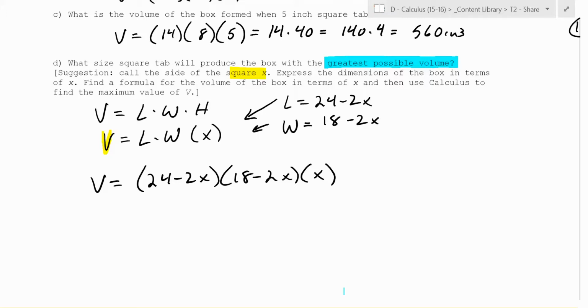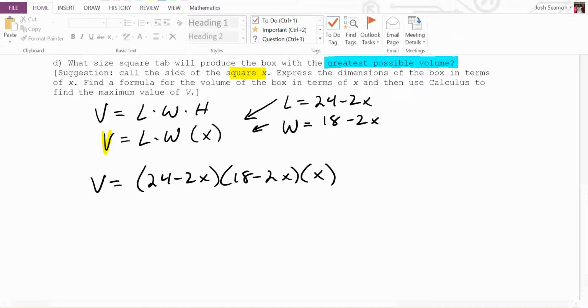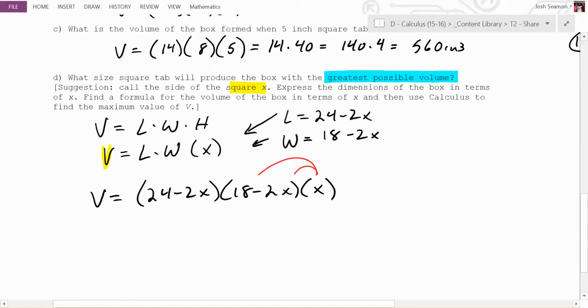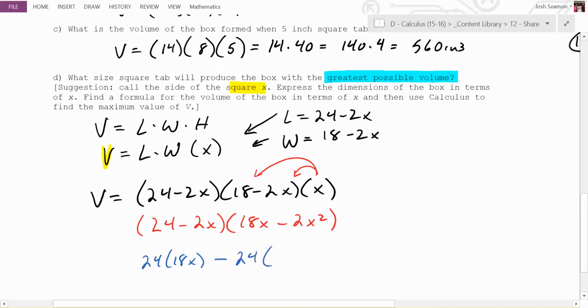Simplify that as much as possible. Did you expand it pretty carefully? If it was me, I would take that x and multiply it in first. Either way, you have 24 minus 2x times what? 18x minus 2x squared. And then you have to multiply everything by everything. I just took that x and multiplied it in there. So now if I do it, what do I end up with? 24 times 18x minus 24 times 2x squared minus 2x times 18x plus 2x times 2x squared.